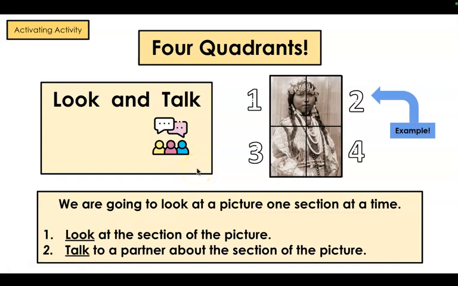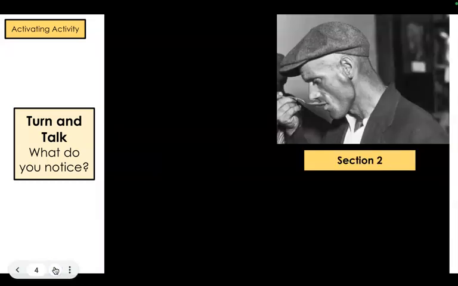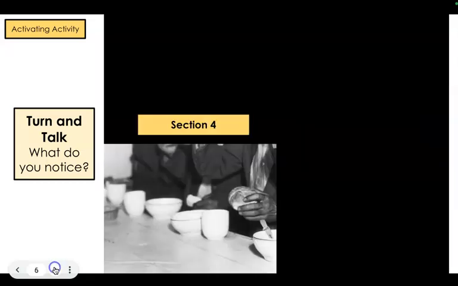So we're going to do the 4-quadrant activity, and you tell me what you're thinking when you see each part of the picture. So here's your first part of the picture. Go ahead and answer the question of what do you notice? Here is the next section. Answer the next part of what do you notice? Here's your third section of what do you notice? And here's your fourth section.